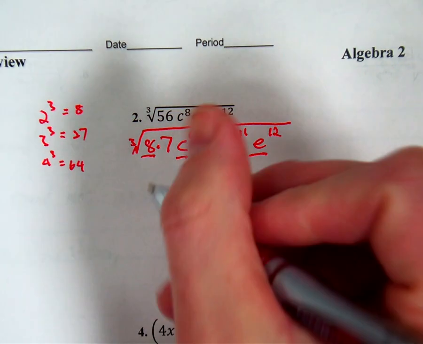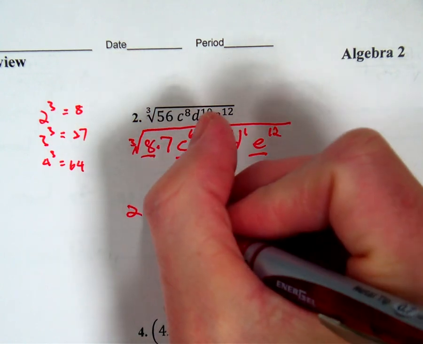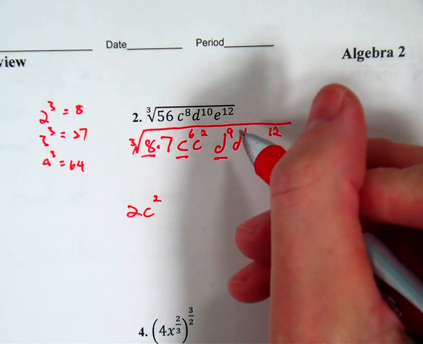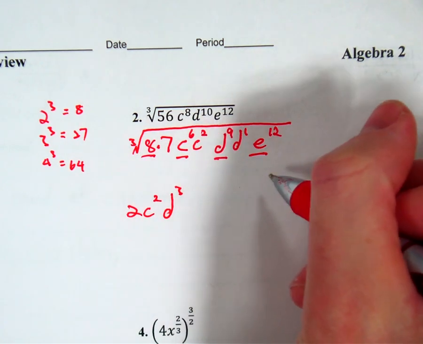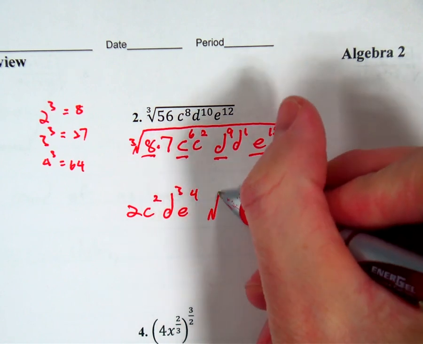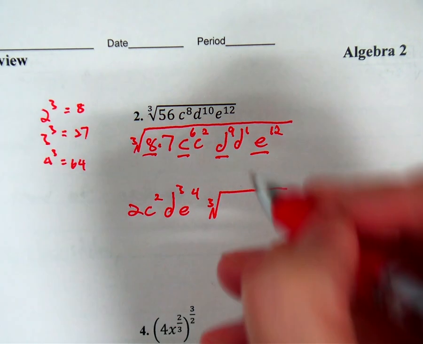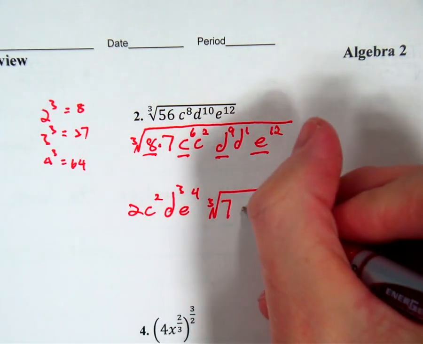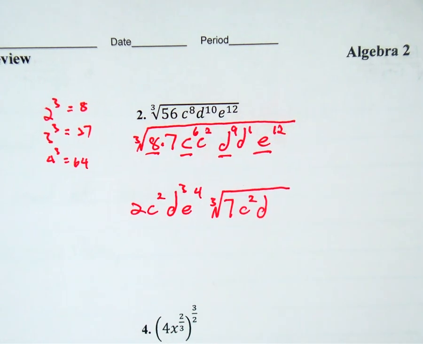So the cube root of 8 is 2 on the outside. 6 divided by 3 will have c squared on the outside. 9 divided by 3 will have d to the 3rd on the outside. And e to the 4th. Leftovers on the inside will be the 7, c squared, d to the 1st. And you don't have to put the 1 up there.